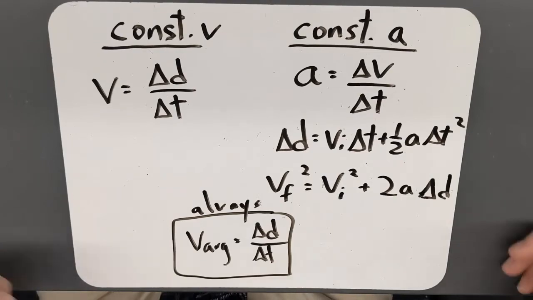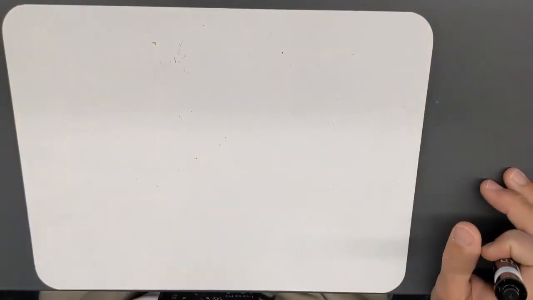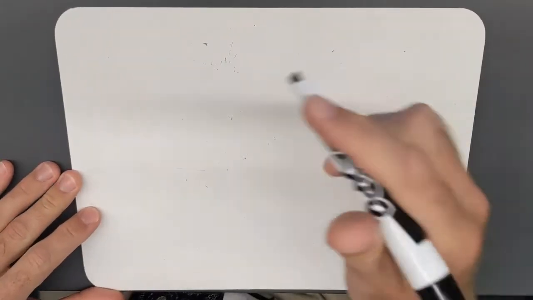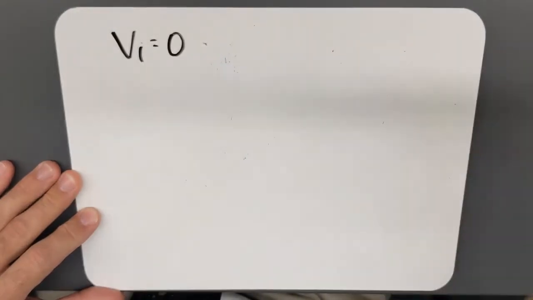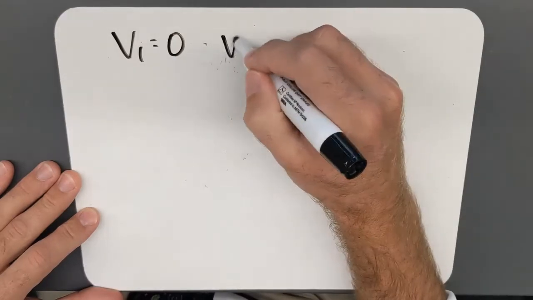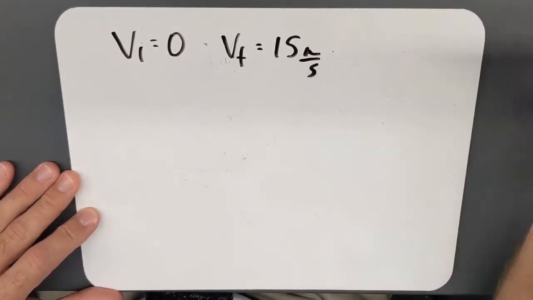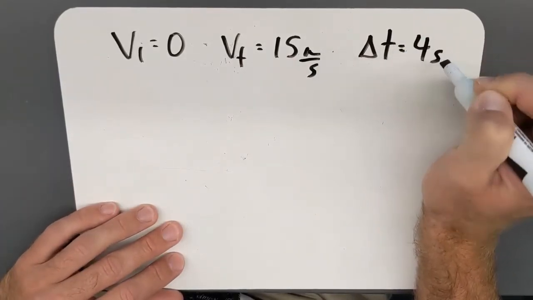So let's get to the first problem, our medium problem, following along with that PDF. Chuck starts from rest and reaches a speed of 15 meters per second in 4 seconds. From reading that, what's going into my brain is we have an initial velocity of 0 because it starts from rest. We have a final speed of 15 meters per second because it says it reaches that speed, and the time is 4 seconds.